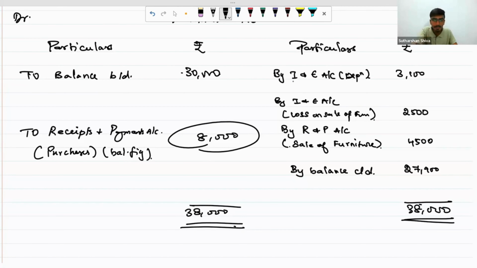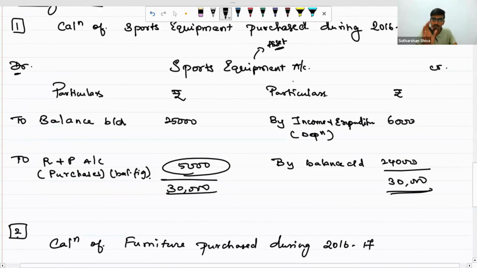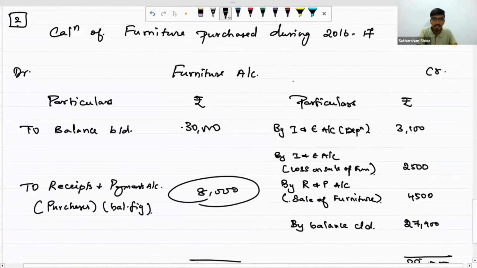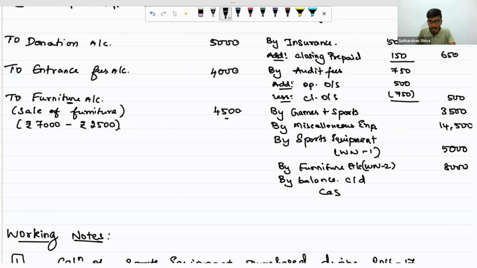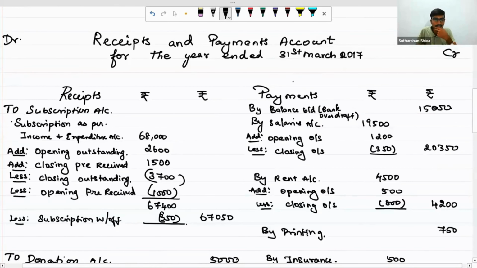This should be done. This working note will carry 2 marks. Sports equipment account will carry minimum 1 mark, maximum 2 marks. Even if that working note is incorrect, they will award you marks. This 8,000 should be shown by writing "By furniture account, working note 2". In that working note 2, we will write 8,000 and we will write "By balance carried down, cash". Don't write "to left cash".